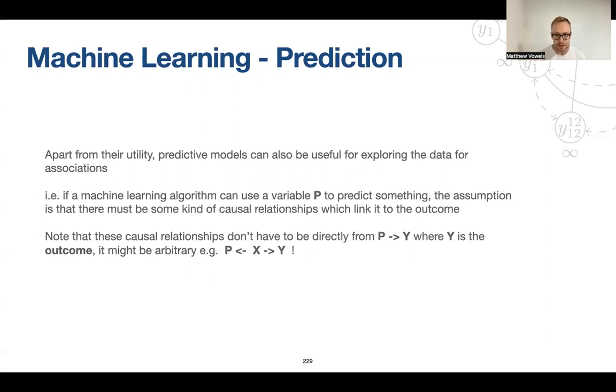And we still have to be very careful about that, because if a machine learning algorithm can use a variable p to predict something, the assumption is that there must be some kind of causal relationship which links it to the outcome. But these causal relationships don't have to be directly from p to the outcome, so p to y, where it might be arbitrary to the extent that it might have some kind of indirect causal relationship to the outcome.